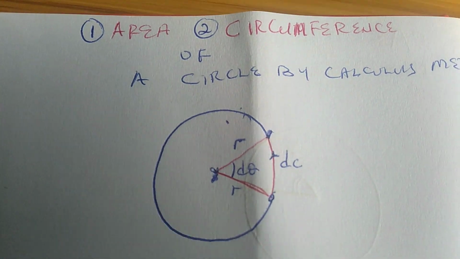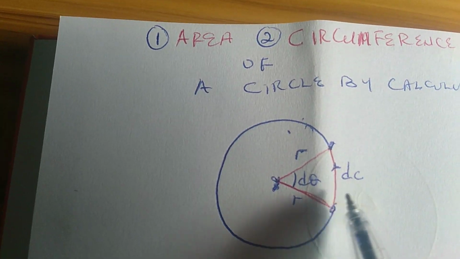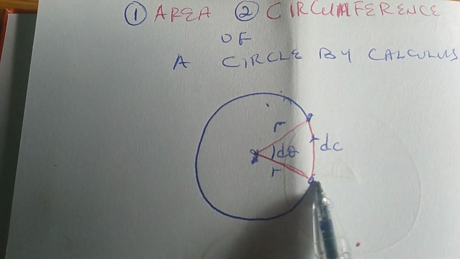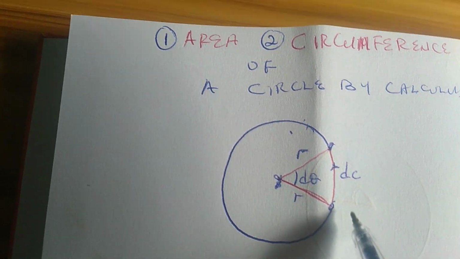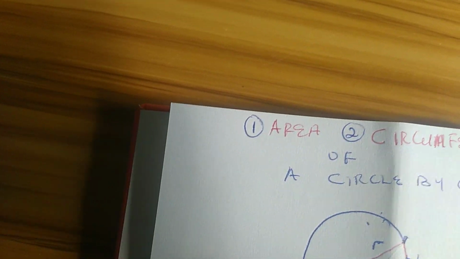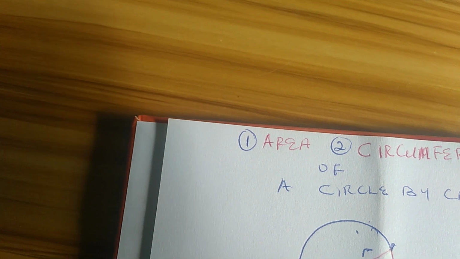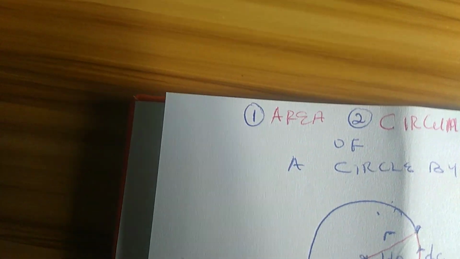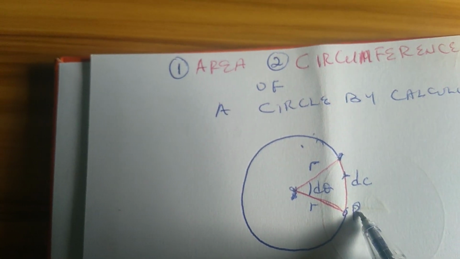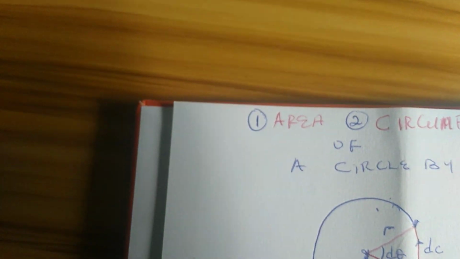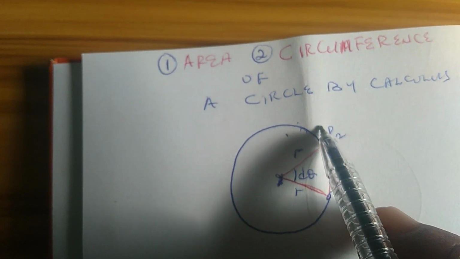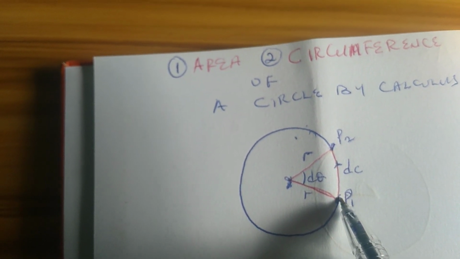This morning, we are going to derive the area of a circle and circumference of a circle by calculus method. Now, let's consider a circle and let's think of a point moving along the circumference of that circle. Let's say the point is at position P1 here. As the point moves to another position, let's call it position P2.